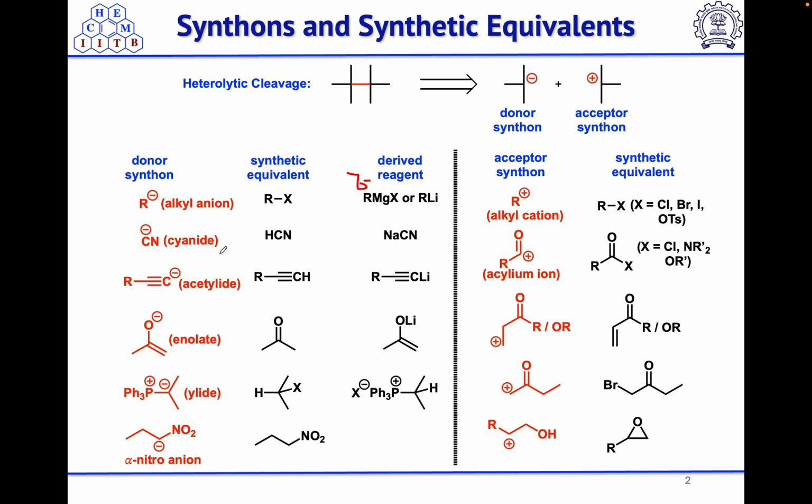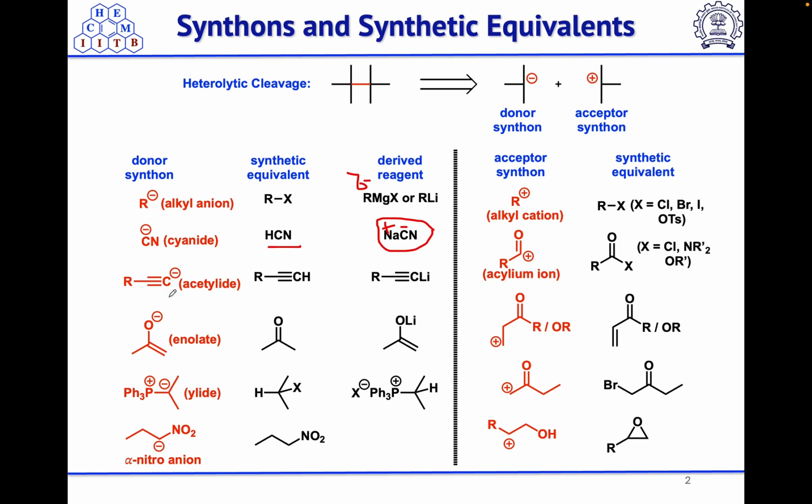Similarly, for the cyanide ion, the corresponding synthetic equivalent is HCN. And the derived reagent is NaCN, where Na is Na plus and CN minus. So this is an ionic compound, and from here you can easily get the CN minus cyanide ion.